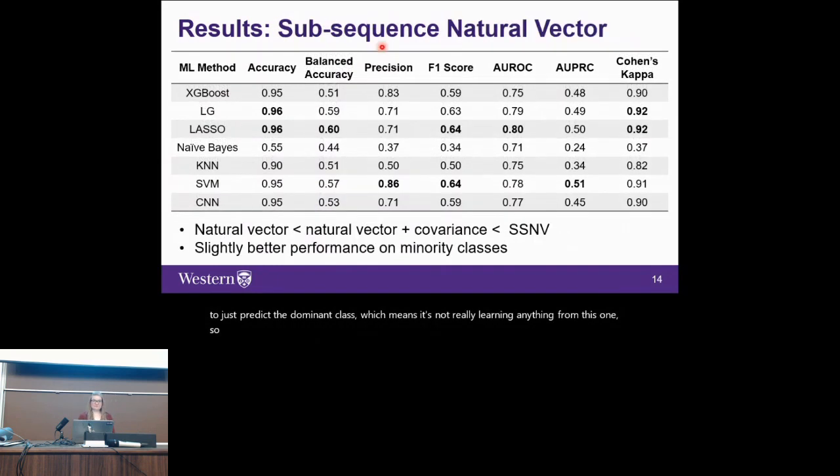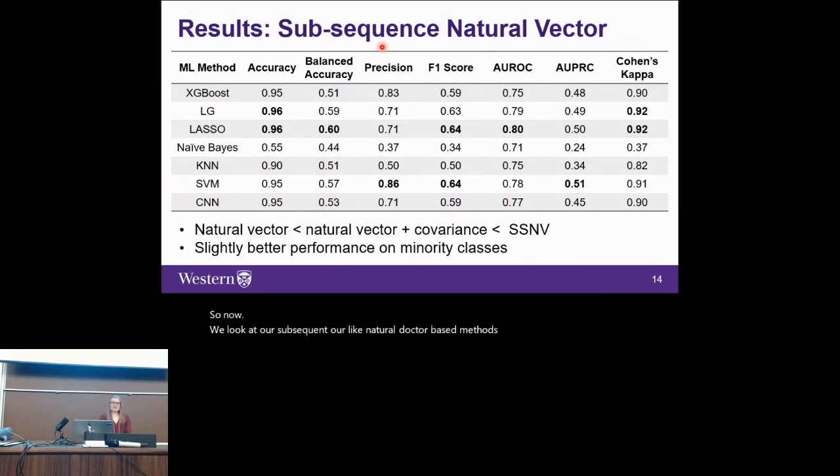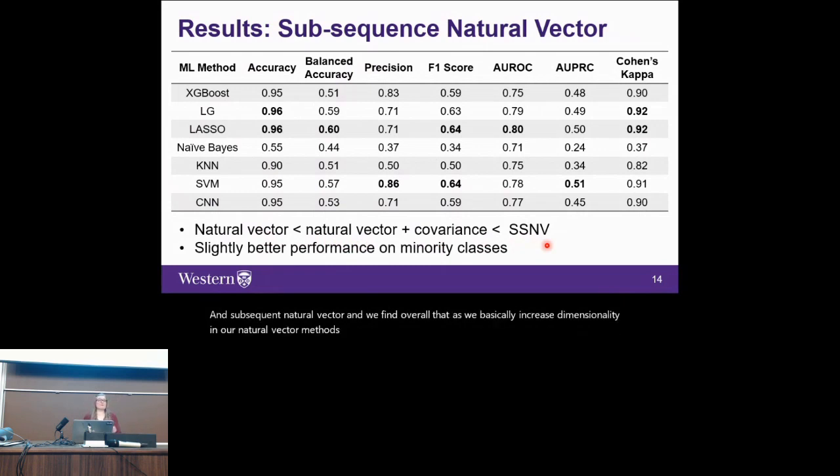So now we look at our natural vector-based methods. If we recall, we have the natural vector method, natural vector with covariance, and subsequence natural vector. And we find overall that as we increase dimensionality in our natural vector methods, the models perform better. Subsequence natural vector, because it's higher dimensional, there's probably more patterns for it to learn, is our best performing natural vector method.